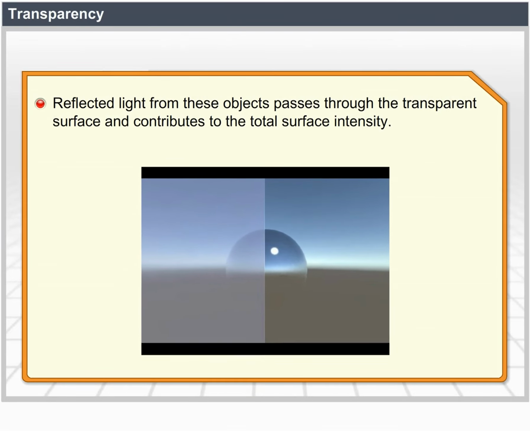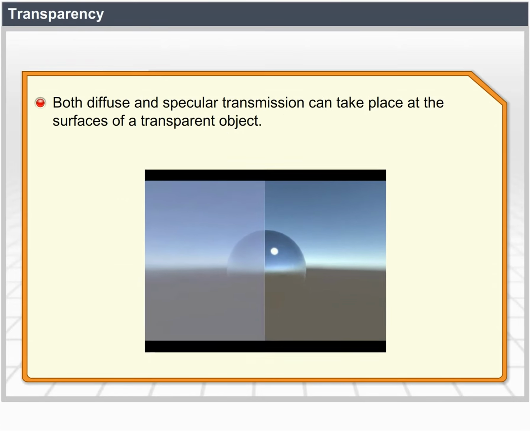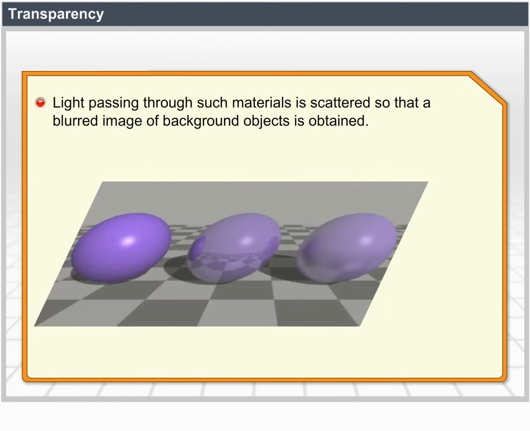Both diffuse and specular transmission can take place at the surfaces of a transparent object. Diffuse effects are important when a partially transparent surface, such as frosted glass, is to be modeled. Light passing through such materials is scattered so that a blurred image of background objects is obtained.